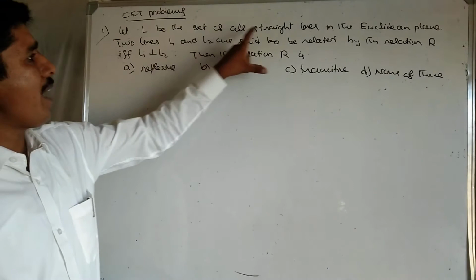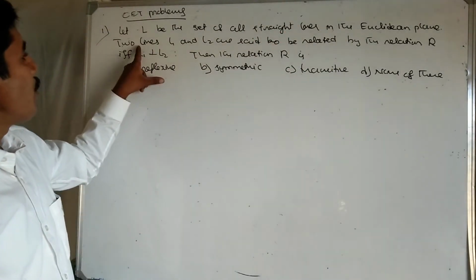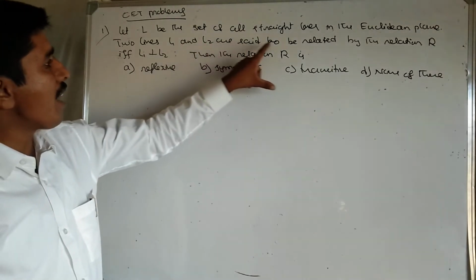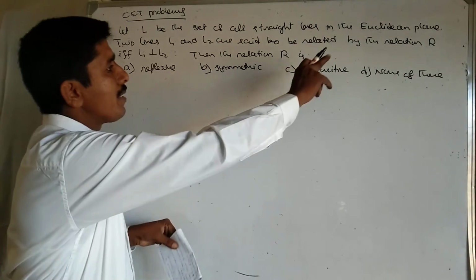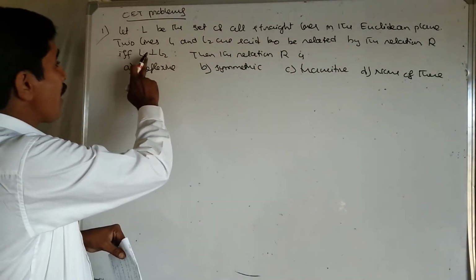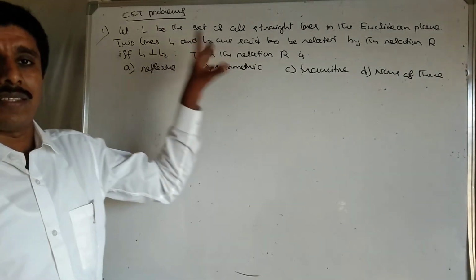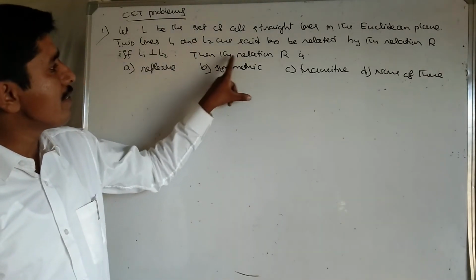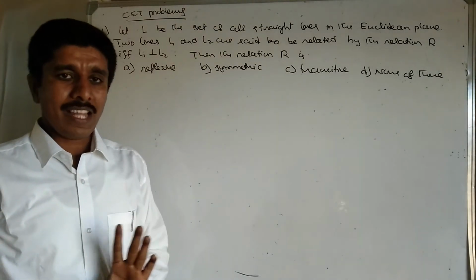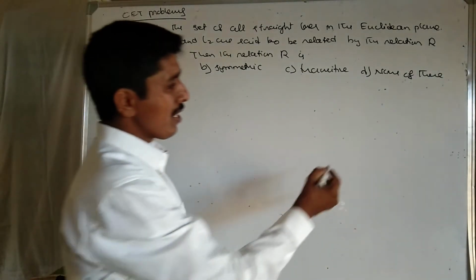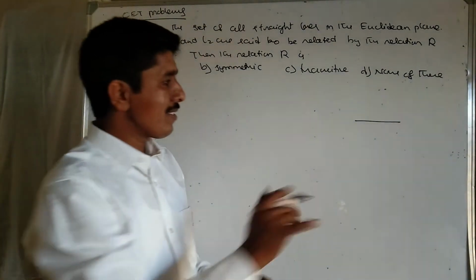Read the problem. Let L be the set of all straight lines in the Euclidean plane, meaning the two-dimensional plane. Two lines L1 and L2 are said to be related by the relation R if and only if L1 is perpendicular to L2. What is the relation? Perpendicular to, on the set of all lines in the plane. Then the relation R is reflexive, symmetric, transitive, or none of these. Mind it, we know that no line can be perpendicular to itself. Therefore, it is not reflexive.